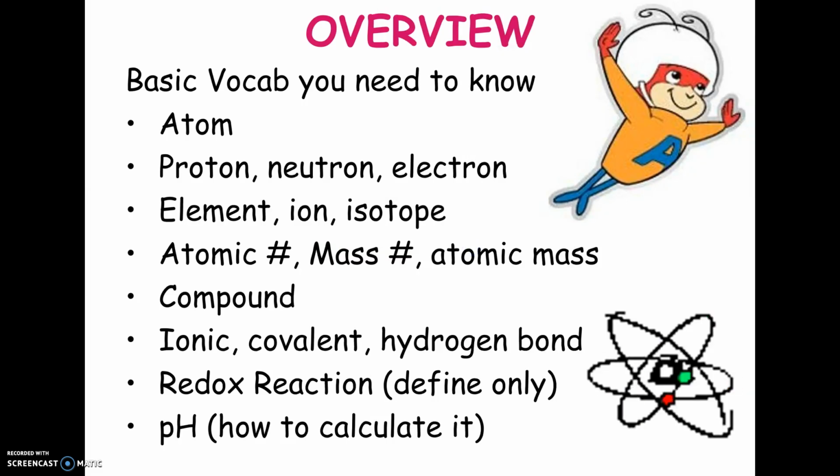So these are the vocabulary terms that we're going to be discussing in this chapter: the difference between atoms and compounds, the parts of an atom, what an ion is and what an isotope is, how to properly write the symbols for atoms showing the atomic number and the mass number, the difference between different kinds of bonds, what a redox reaction is, and how to calculate pH and what pH tells us about acids and bases.